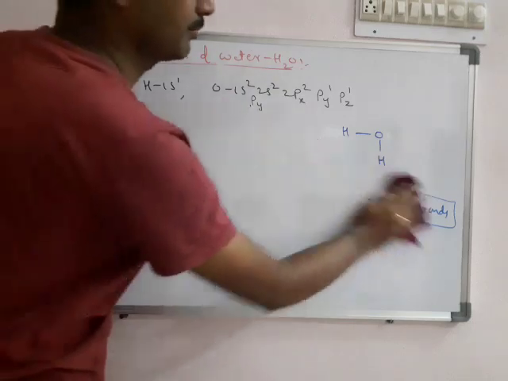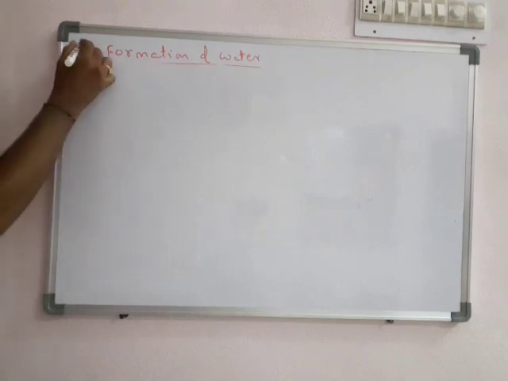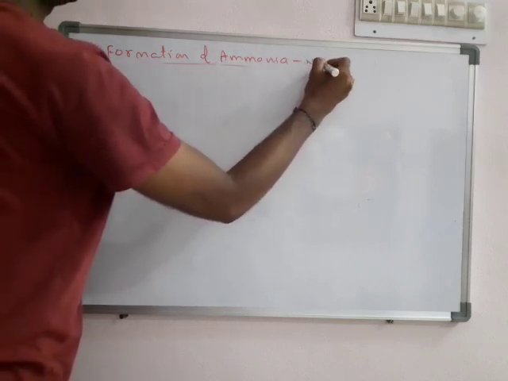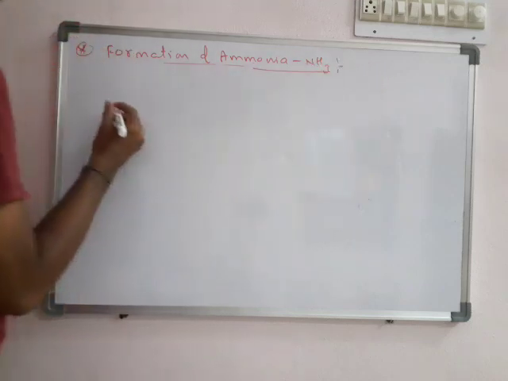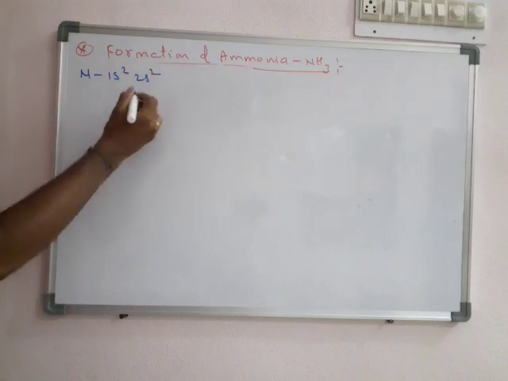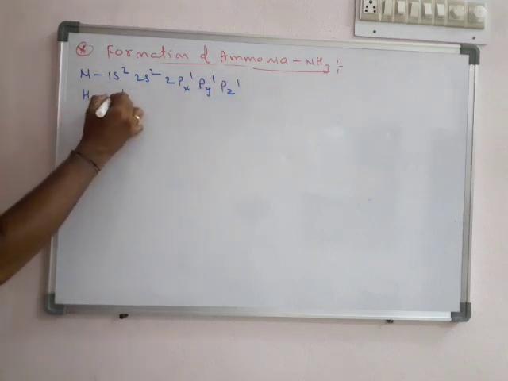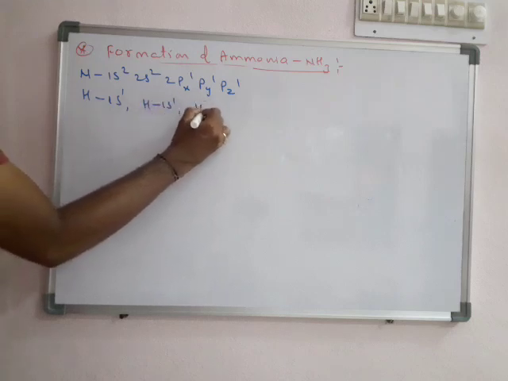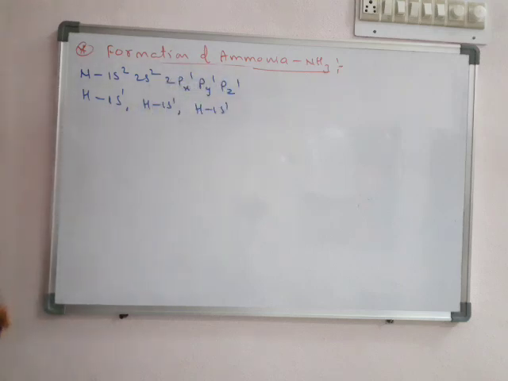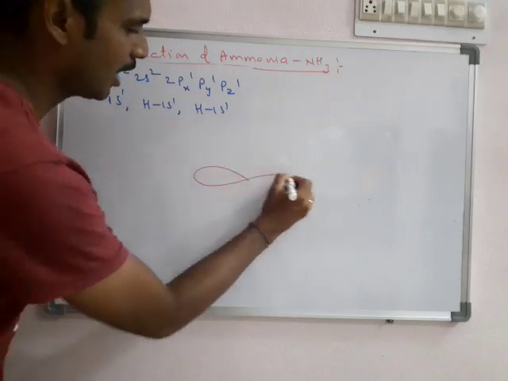Next we see the last molecule, that is the formation of ammonia, NH3. So what is the configuration of nitrogen? That is 1s2, 2s2, 2p3, and the 3 we split as px1, py1, pz1. Hydrogen is 1s1. How many hydrogens are there? Three hydrogens. When the three are ready for bond formation, there is no difficulty. So px, py, pz are perpendicular to each other.